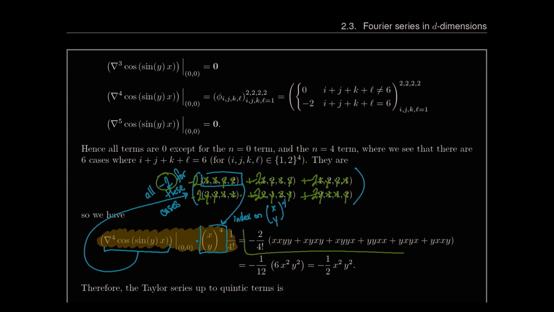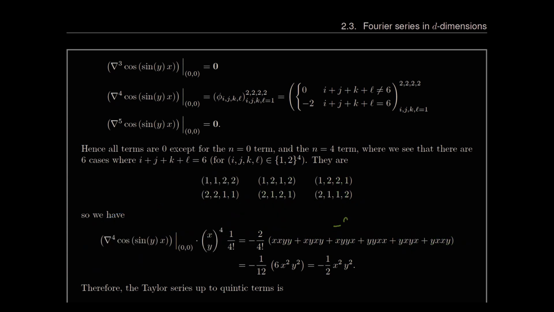What we end up with when I actually add all these together, thankfully multiplication is commutative, and these all give me x squared, y squared. They give me 6 copies of x squared, y squared, and there's my -2. So I end up with -2 times 6 divided by 4 factorial, which is the same as -12 over 24, which is the same as -1/2 x squared, y squared.